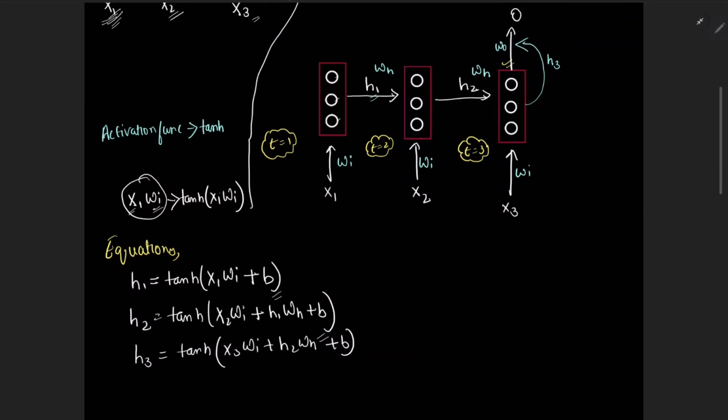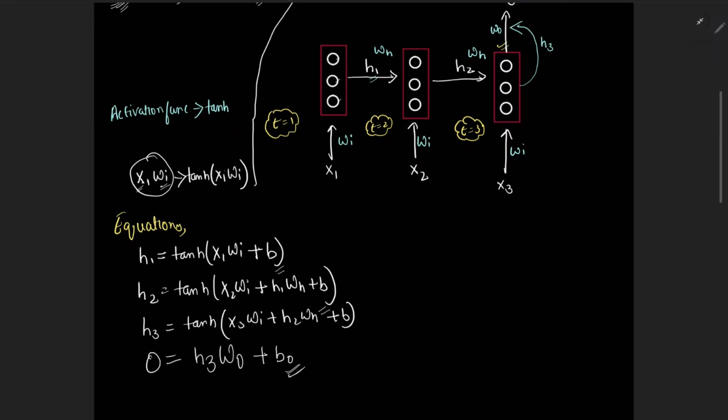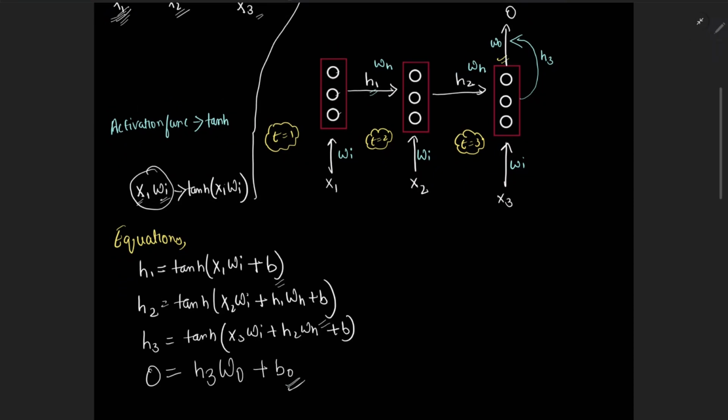So output O will look something like this: O will be h3 dot product with the output weight WO, plus a bias Bo, because the output is also a neuron which has some bias, which is Bo. So this is the output O. This was about the forward propagation of RNN. This is how the information flows in the RNN.